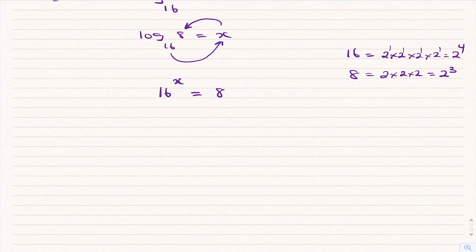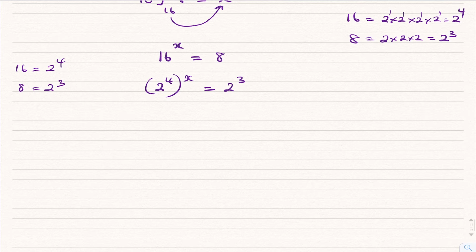So I'm going to get 2 to the power of 4, to the power of x, equals 2 to the power of 3. I've replaced 16 with 2 to the power of 4, that's what you see there, and I've replaced 8 with 2 to the power of 3. And therefore, 4 times x will be 2 to the power of 4x equals 2 to the power of 3. This is another law of logarithm we're going to look at.